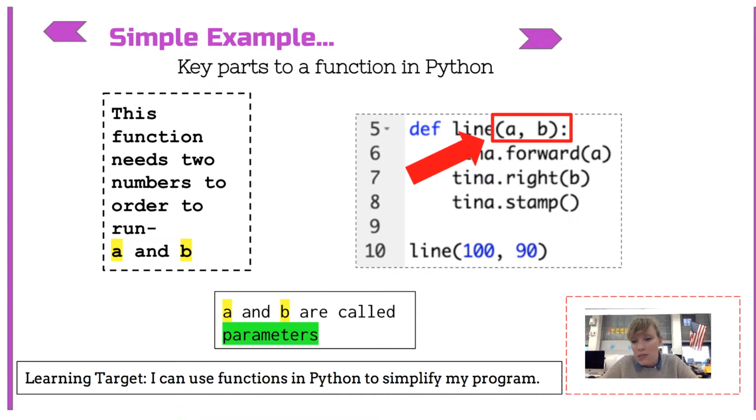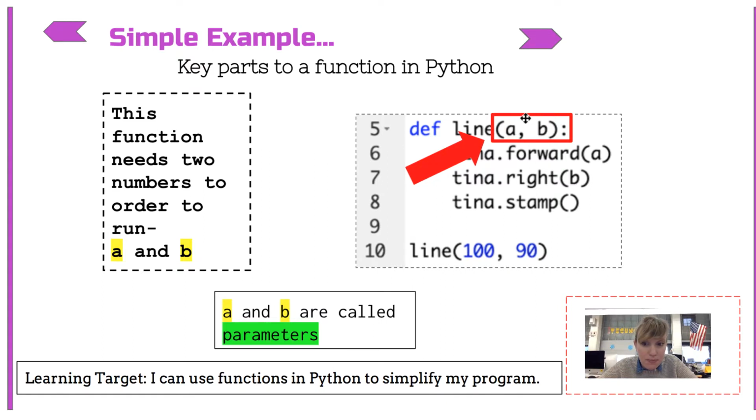Now, I don't want this to be a boring function. Every time I run it, I want to be able to give a different length of the line and a different angle for it to turn. So if I always want it to be 100 and 90, then I could put 100 in here for a and 90 in here for b, and I would just have line, open and close parentheses. You do have to have the parentheses, but you don't always have to have variables inside of it.